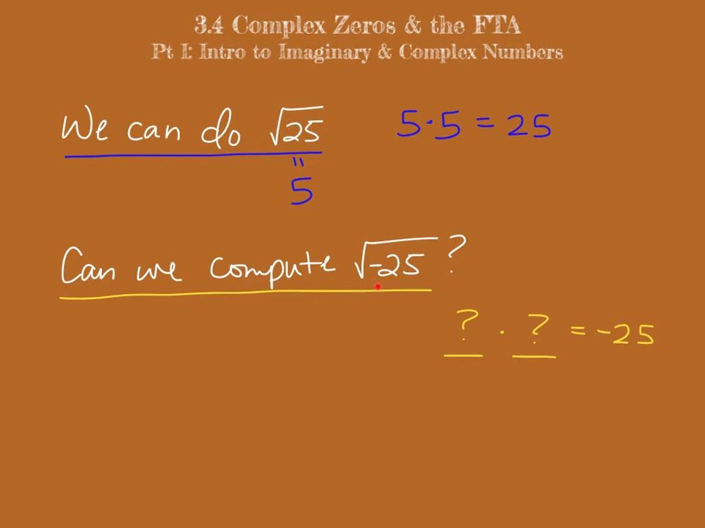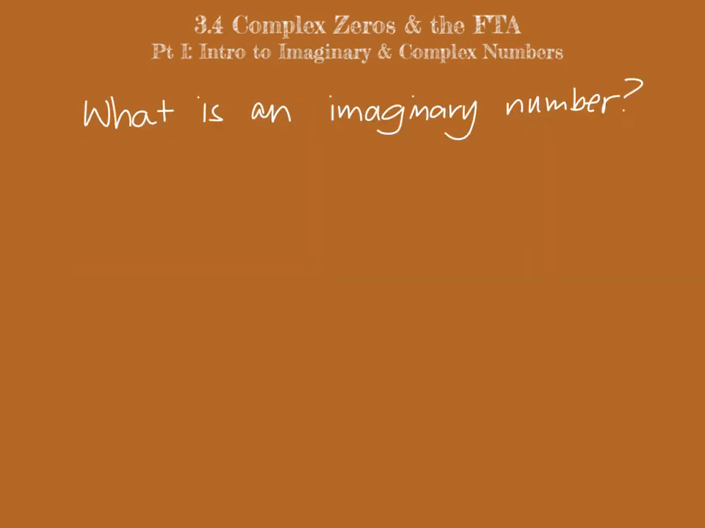In the imaginary number system, a different number system, we can compute the square root of negative 25, meaning something times itself can give us a negative. And that something is an imaginary number. The answer to this is not 5, but 5i. The square root of negative 25 is 5i. What is i? It is the imaginary number unit. Let's get a little bit more into what that means.